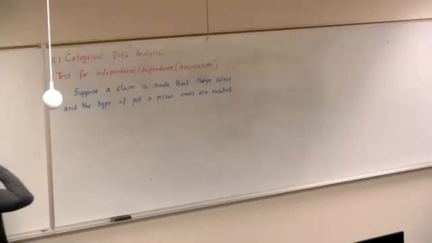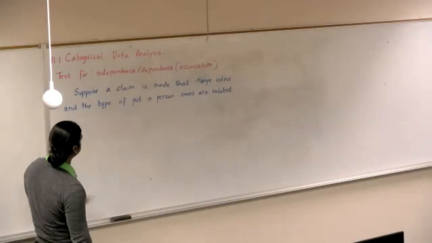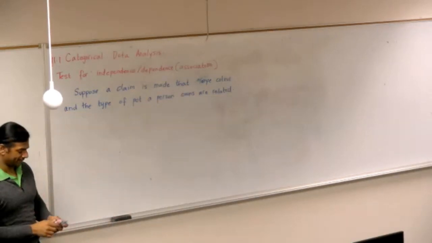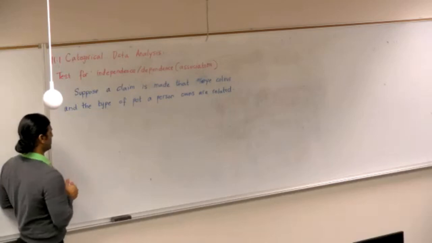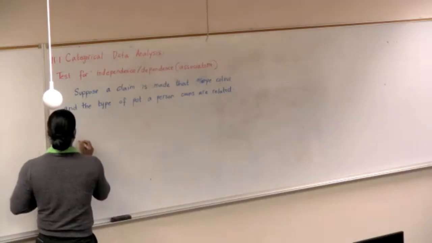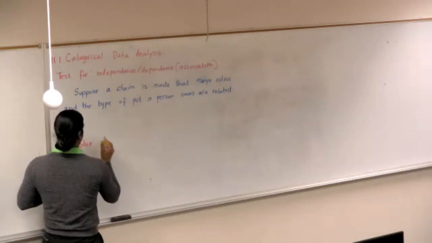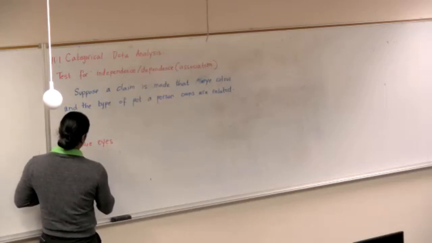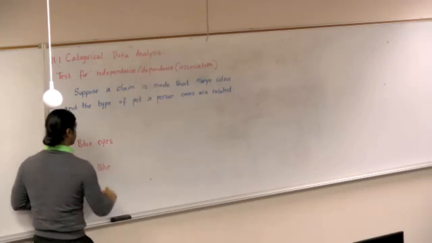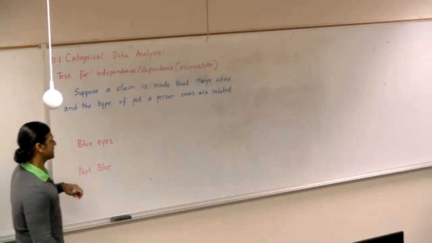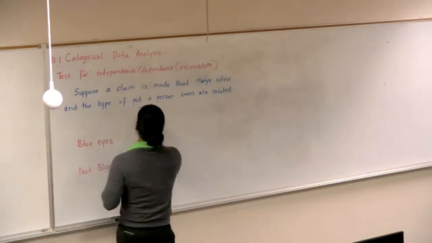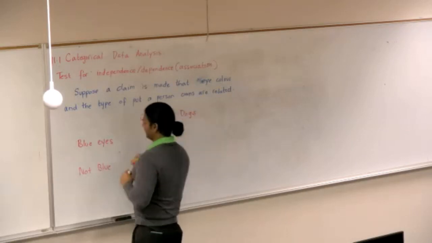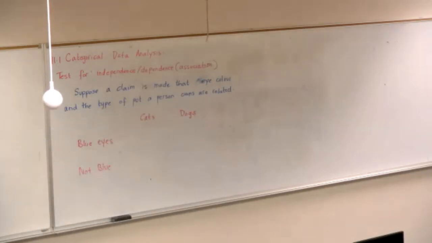So suppose the claim is made that the eye color and the type of pet a person owns are related to each other, associated in some way. Let's say blue eyes, not blue, and let's say two pets, two kinds, cats and dogs.